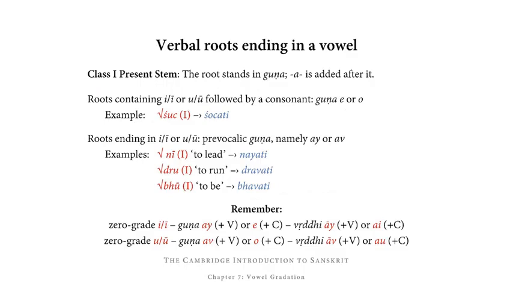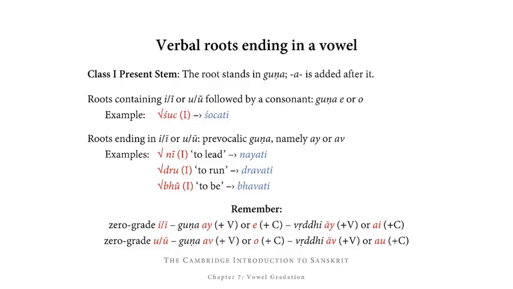Something else that we can now understand is how verbal roots that end in a vowel form their present tense stem. If you remember, class 1 verbs form their present tense stem by taking the root, putting it into guna, and adding an a after it. And you may also remember that the guna of the zero grade vowels i or u can have two different forms depending on whether this guna is followed by a vowel or by a consonant.